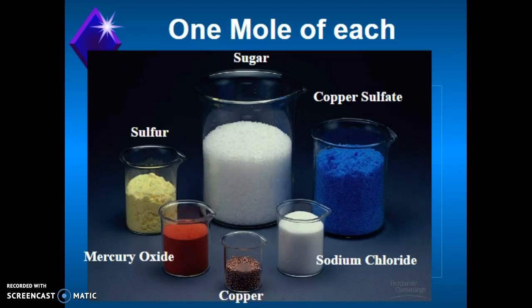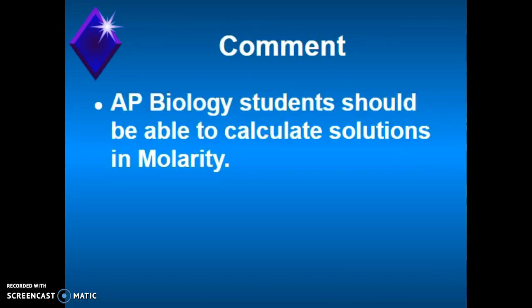Hopefully you've seen a picture sort of like this. This is 1 mole of each of these things, so it sort of goes back to the pound of bricks, pound of feathers old adage. Weighs the same, is still 1 mole, but it's different sizes. It's going to be a whole bunch of feathers. It's going to be just a couple of bricks. So, like I said, make sure you can calculate solutions and molarity, moles, number of molecules, all those types of things.